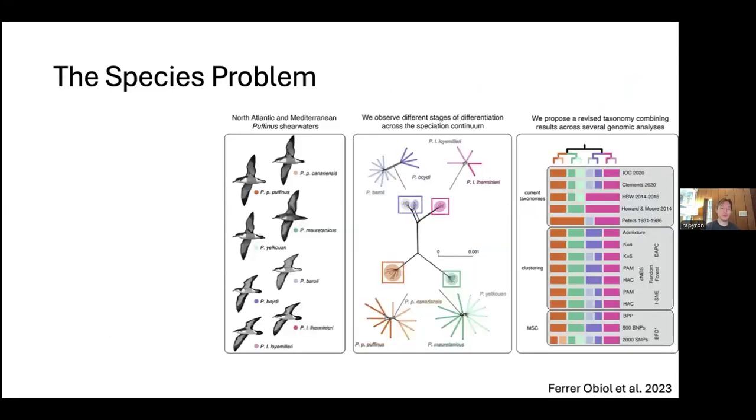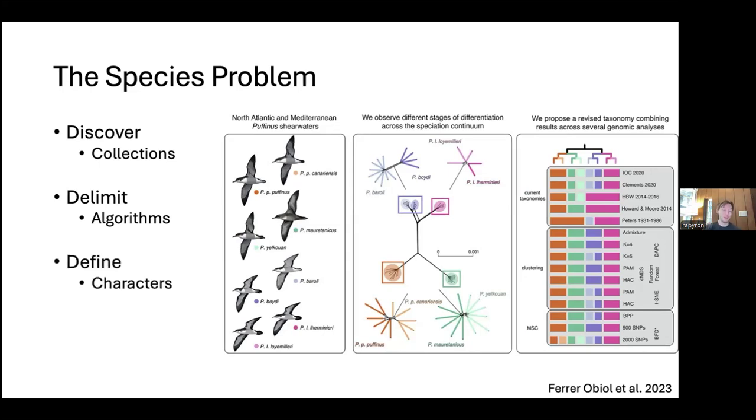What this leads to is a desire for taxonomy, for species delimitation, systematics, where we want to be able to discover species through things like collections and natural history museums, or field work. We want to be able to delimit the species through some sort of algorithms or quantitative models, whether it's machine learning or statistics. We want to be able to define them based on characters because we need some objective reference for what we can actually use to recognize these species in nature. And we want to describe them taxonomically.